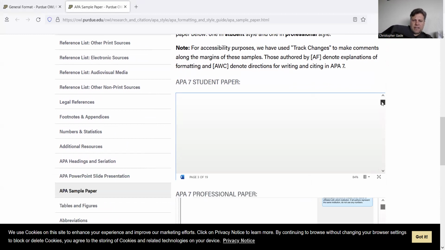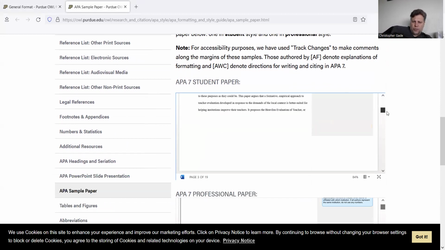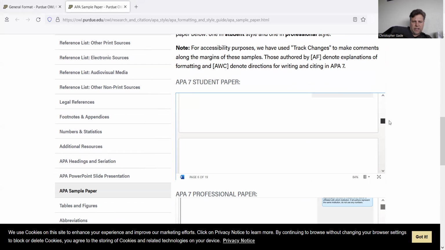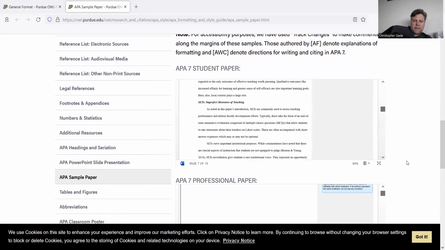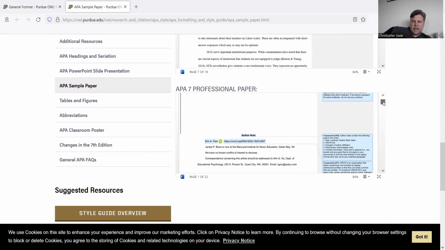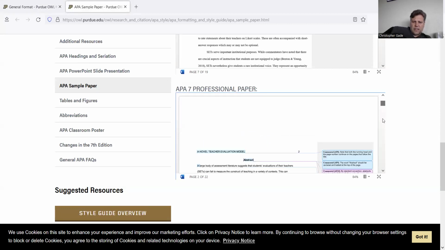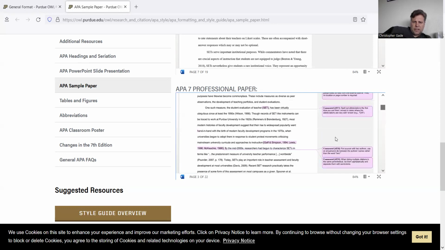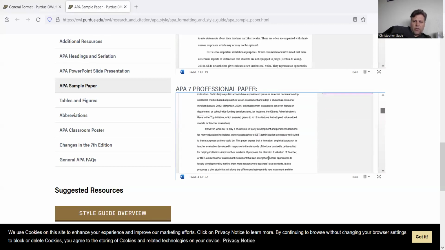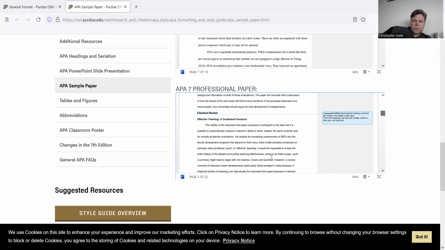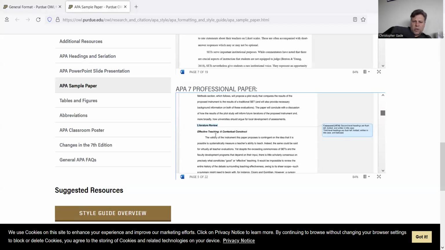You can see on the top a sample paper for a traditional student paper. Again, this is not the one that we're going to be doing this semester. And right below it, if you scroll down, you can see a sample paper for the professional paper that we will be using for this particular class. And if you scroll through this, what you'll see, it's not letting me scroll through it as easily, is all of the different formatting requirements, some notes on how to title things, where to put things, is it centered, is it left justified, what are the margins in it.